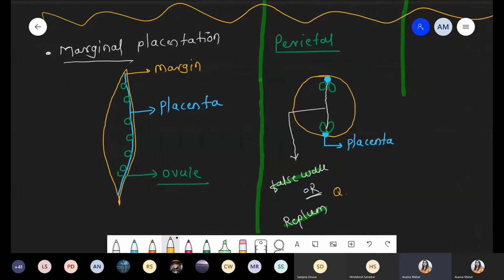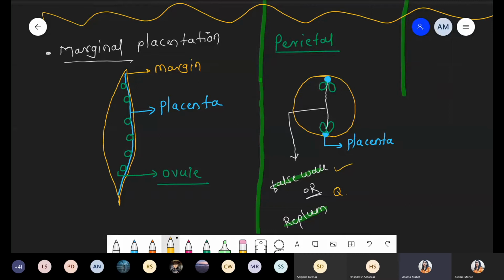So that's why we can say parietal. Initially a unilocular, single chamber is present, but slowly it is converted into bilocular, into two chambers. So how is this possible? How is it converted into two chambers? Between two placentae, there is a formation of a false wall, and that false wall is also called the replum. Got it? This point is clear.